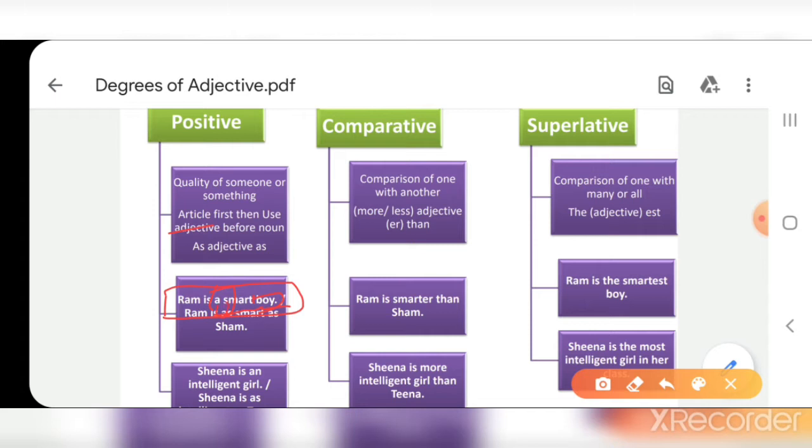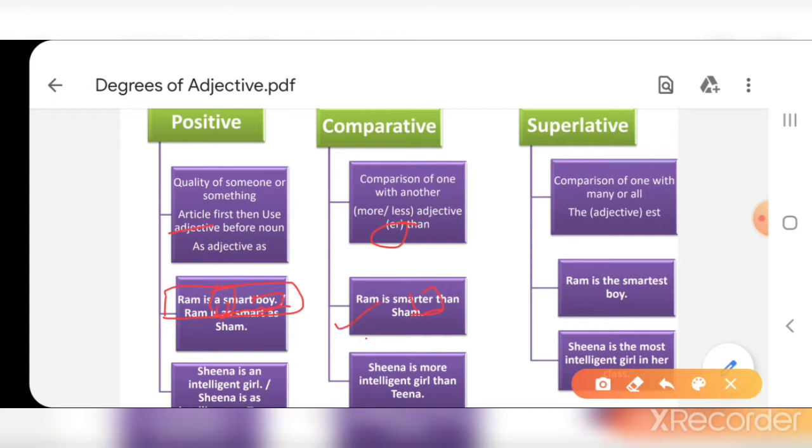Then in comparative degree, we use er or more as per the adjective. Here smart is an adjective, so I have used here er. Ram is smarter than Sham. As I said, we use either more or less or er with an adjective. If we have to use er, then it would be after the adjective, and if there is more or less, then we use it before the adjective.